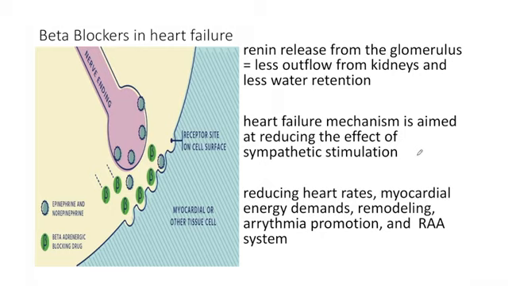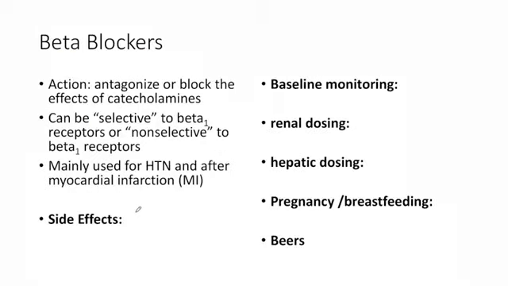The heart failure mechanism is aimed at reducing the effect of sympathetic stimulation, reducing heart rate, myocardial energy demands, remodeling, arrhythmia promotion, and our renin-angiotensin-aldosterone system. So that is what we're looking at in heart failure. We're attacking a lot of the mechanisms that we talked about with the preload, afterload, and then activating the RAS system as well. Now the side effects. The big one that we're talking about with beta blockers is beta blocker overdose. This can be intentional or not.